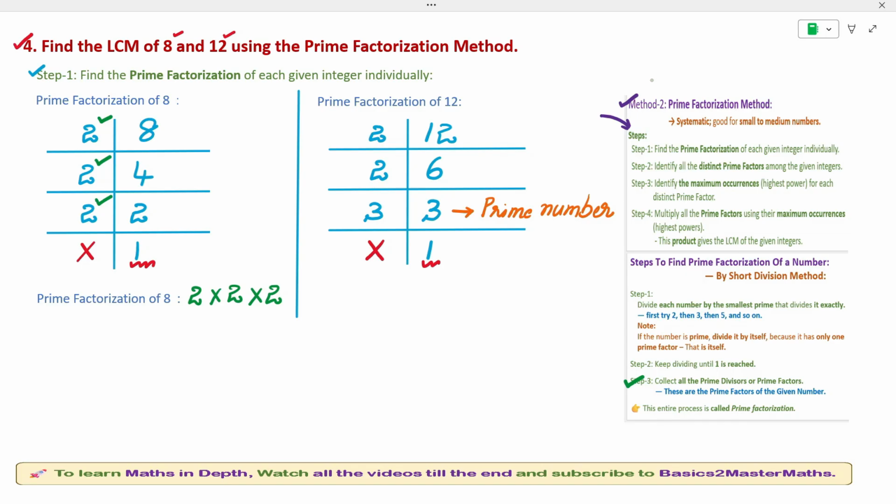Finally, collect all the prime divisors. In this case, they are 2, 2 and 3. So, prime factorization of 12 is 2 multiplied by 2 multiplied by 3. Got it?